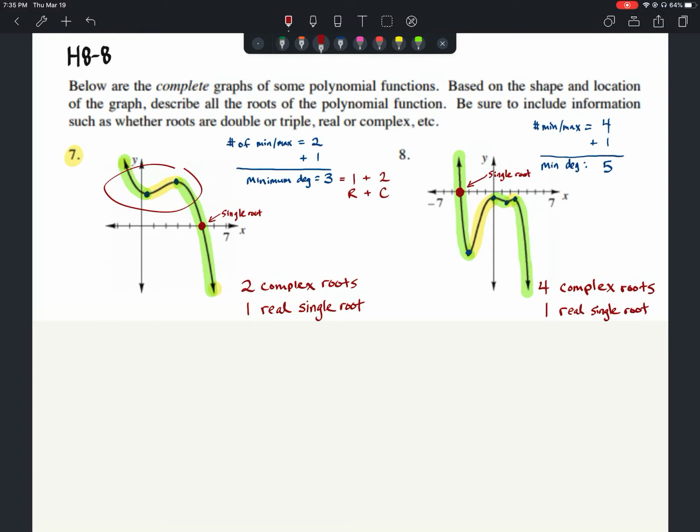So there you go. That is the answer to number 7 and number 8 from H8-8. If you have questions about these, this came from section H8-6. Maybe you want to go back and check out that video and those homework videos if you have questions. Otherwise, shoot me a message there and I will do whatever I can to help you.